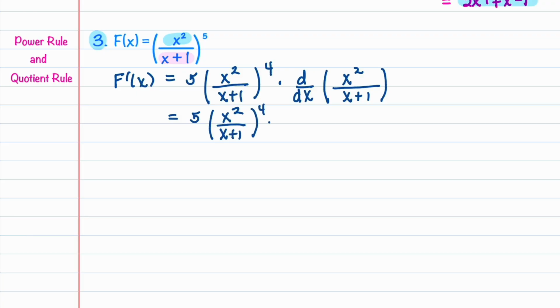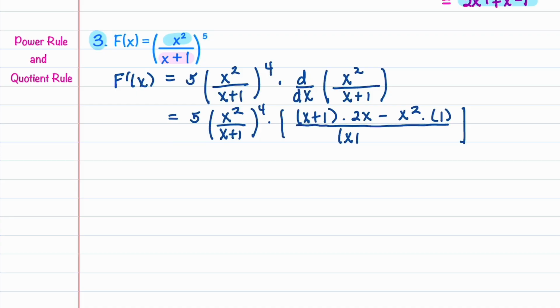And now for the second piece, we are going to use the quotient rule. So we have our bottom term, x plus 1, times the derivative of our top term, which is 2x, minus our top term, times the derivative of our bottom term. The derivative of x plus 1 is just 1, so we multiply that by 1. And then all of this gets divided by the bottom term squared.